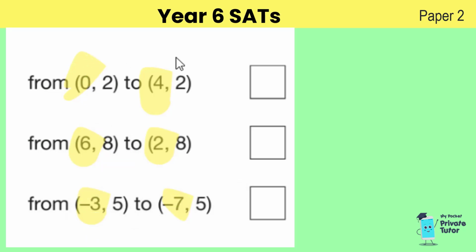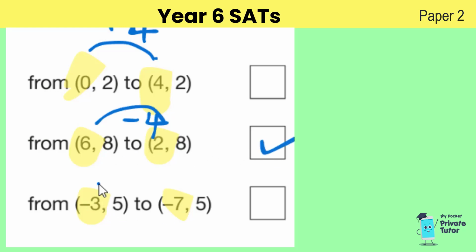To get from 0 to 4, we are adding 4. If we add 4, we're going that way. That's right. Adding is right, subtracting is left. From 6 to 2, we are subtracting 4. So that's going left. That's correct. And then from -3 to -7, that is also subtracting 4. So subtracting is going to the left. That is 4 units to the left. So although they all have a difference of 4, only the second two are going 4 units to the left.